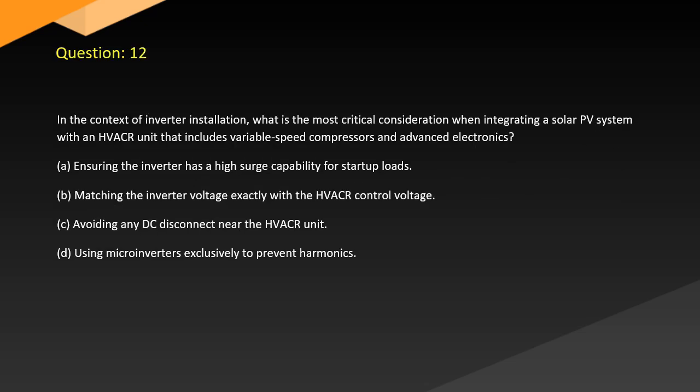Question 12. In the context of inverter installation, what is the most critical consideration when integrating a solar PV system with an HVACR unit that includes variable speed compressors and advanced electronics? A. Ensuring the inverter has a high surge capability for startup loads. B. Matching the inverter voltage exactly with the HVACR control voltage. C. Avoiding any DC disconnect near the HVACR unit. D. Using microinverters exclusively to prevent harmonics.